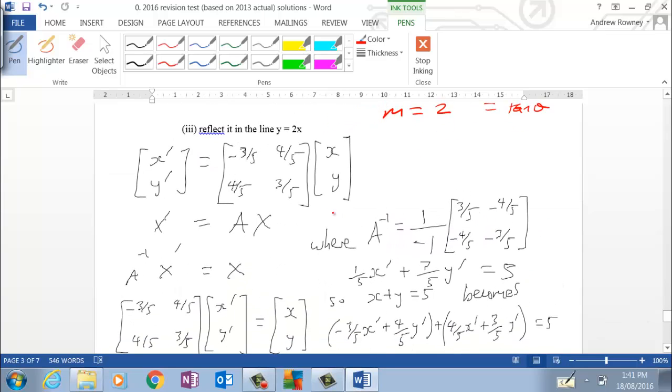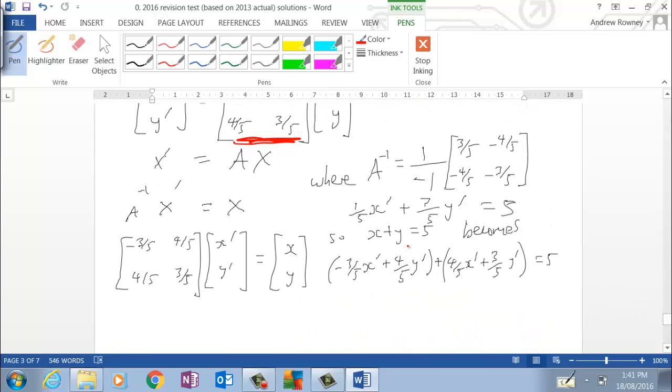Now if you do that, you'll get this matrix here, and you can now get the inverse, and so now we can get the old x values in terms of the new x values, and once again plug it into your x plus y equals 5, and you've got your new equation.